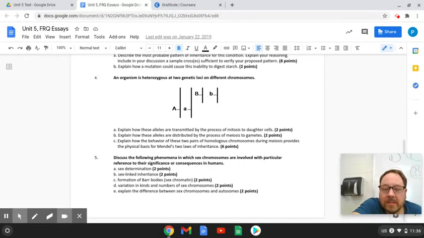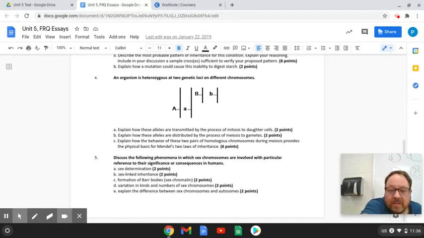A, explain how these alleles are transmitted by the process of mitosis to daughter cells. So again, maybe it was 261. No, I'm sorry, 263. 263 might be a nice reference page because it sort of reviews what's going on with meiosis. Look at how the chromosomes are lined up. Okay, that's a big thing there. Part B, explain how these alleles are distributed by the process of meiosis. Again, 263, look at how the chromosomes pair up.